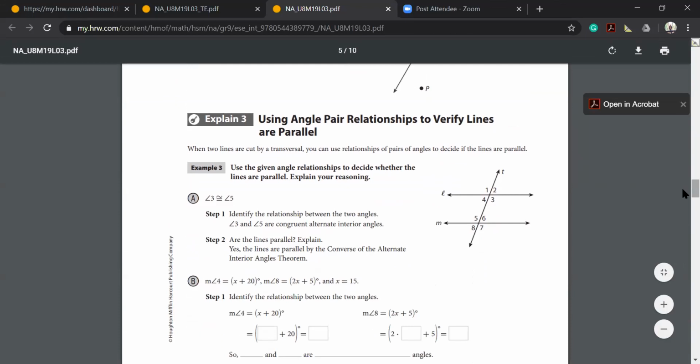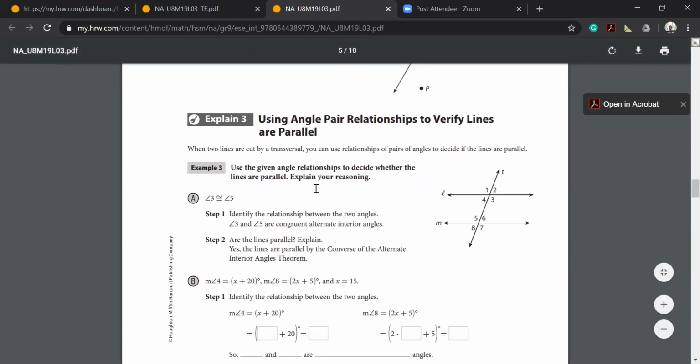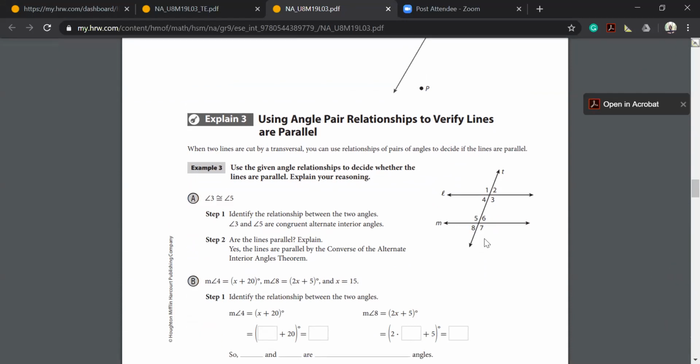Using angle pair relationships to verify lines are parallel. Actually, it is the same thing. Use the given angle relationships to decide whether the lines are parallel and explain your reasoning. It is the same thing as Explain 1, it's not new. He's telling you here that angle 3 is congruent to angle 5. How can I use this to identify if my lines are parallel? When he tells you that 2 angles are congruent, step 1 is to identify the relationship between these 2 angles, and whether they are congruent or not.